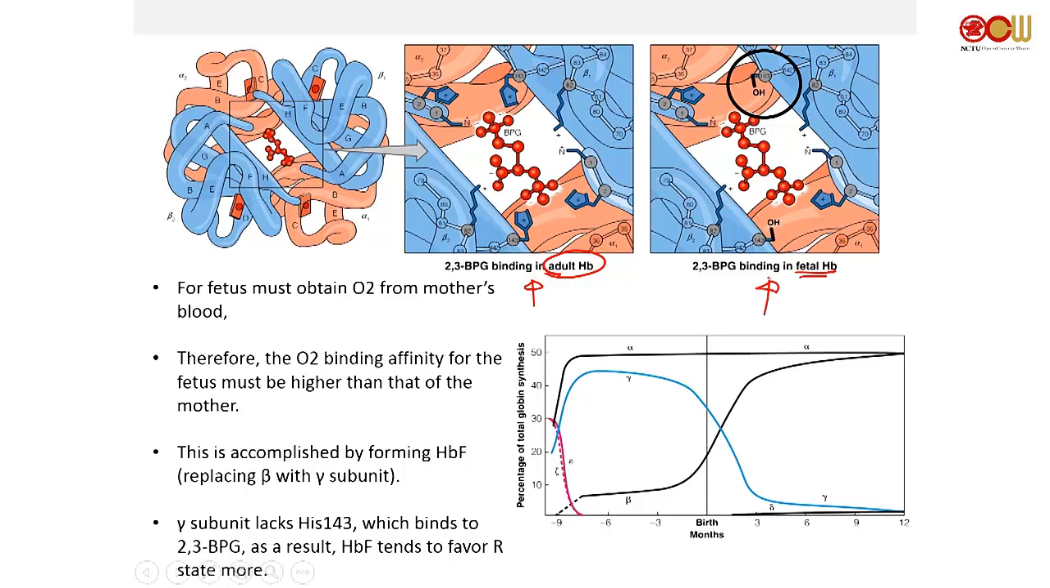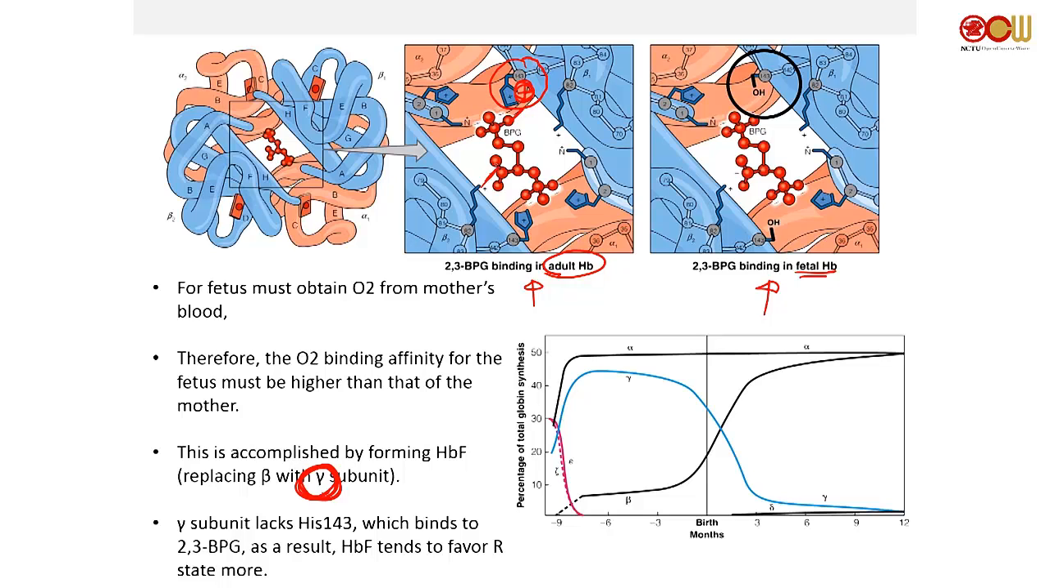Now, what do you see different? What is different is actually on the beta subunit. So you don't have the beta subunit, you have the gamma subunit. And what's different? The gamma subunit does not have this histidine. This histidine normally will give you a positive charge which interacts with your 2,3-BPG and T state. It stabilizes the T state.